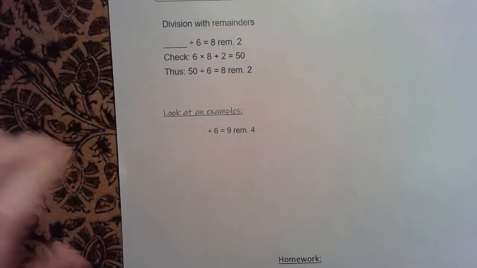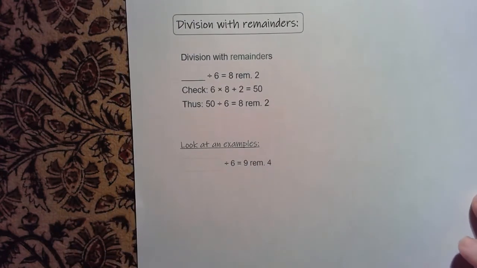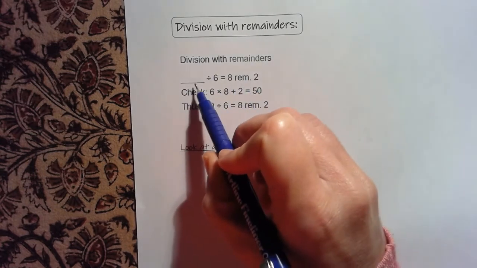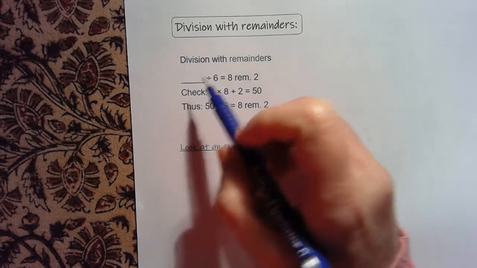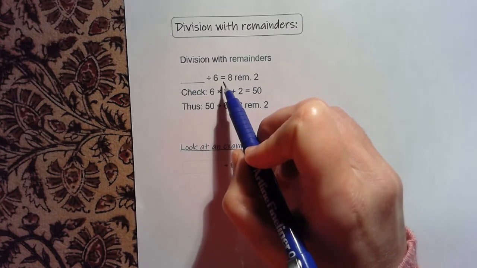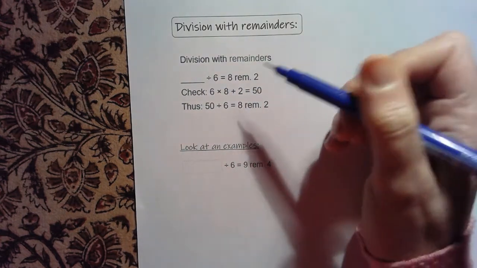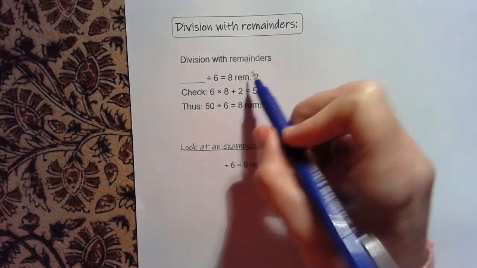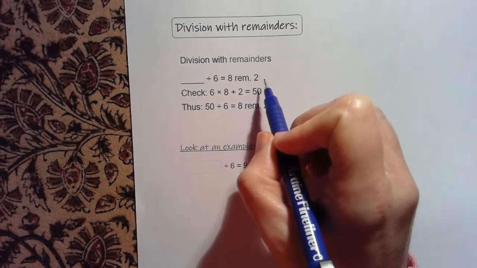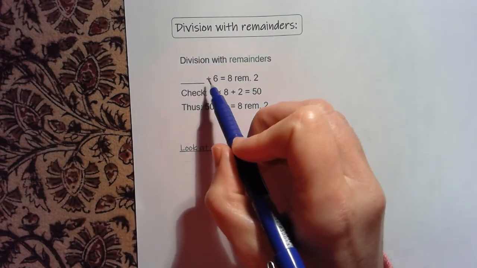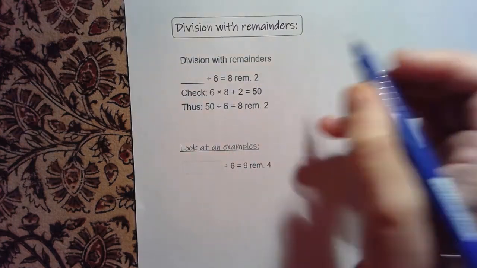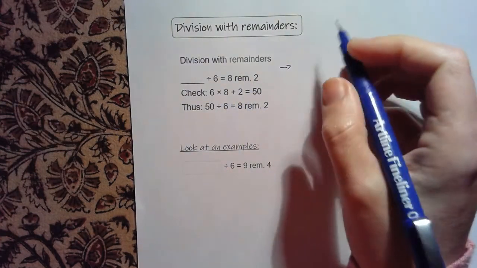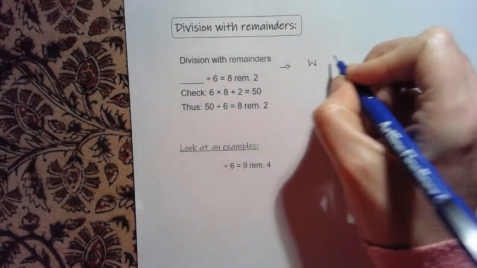So I want to show you another question that you will see when you do green shoots. Division with remainders, but what I want you to see is this question where they have a missing number and then it says divide by 6 equals 8 remainder 2. And some of you might find it difficult to find the missing number. So if you read this like normal, you would say something divided by 6 equals 8 remainder 2. You would read from left to right, right?